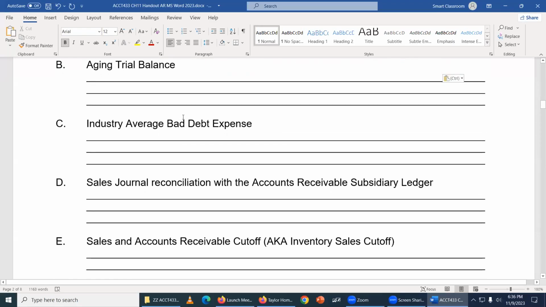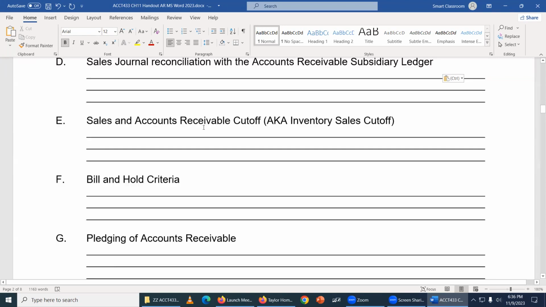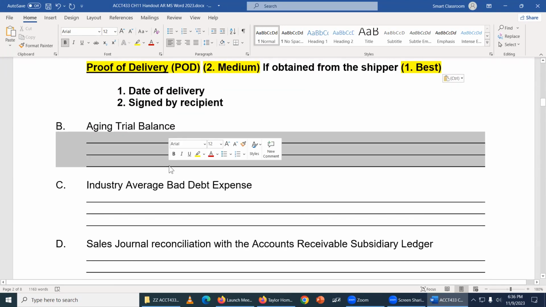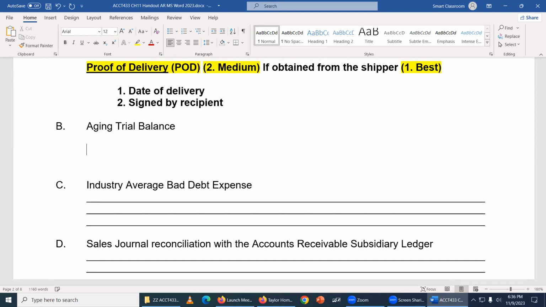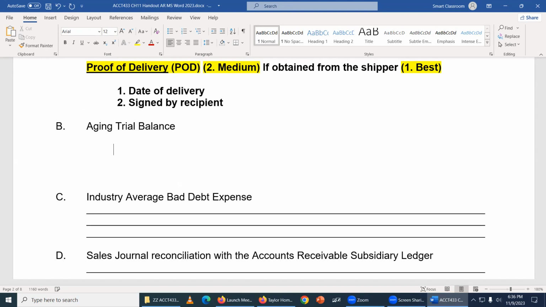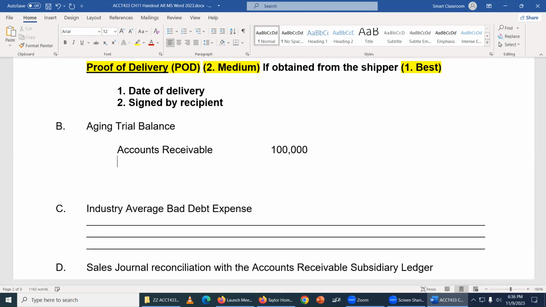Okay, let me see here. Okay, let's go through these. Aging trial balance. I'll just give you an example, and you guys have done this before, I'm sure. Okay, so let's say that we have accounts receivable, and it's on the books at, let's make it easy, 100,000. Okay, we will split this up into different categories. So let's say the current accounts receivable is 70,000.